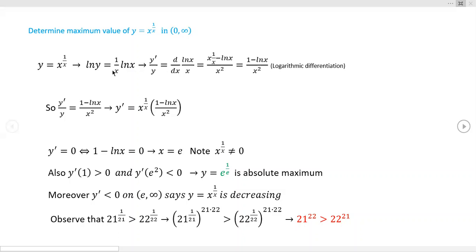Now notice how I did skip a step here. One of the properties of the natural log says the 1 over x comes out to the front. And I did that. I could have shown 2 steps right here. So this is some algebraic manipulation going on. And now we differentiate both sides of this expression.